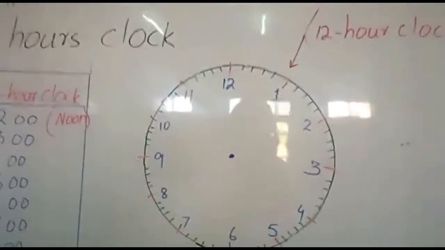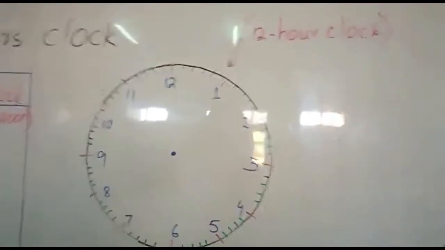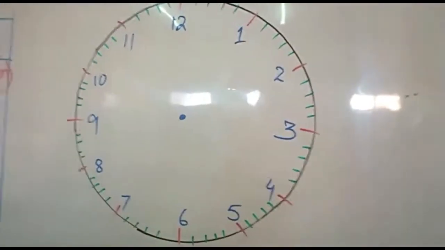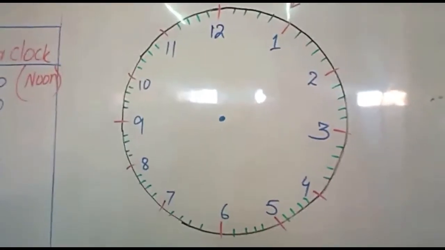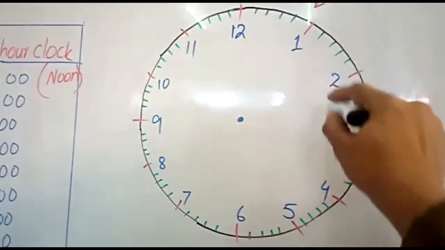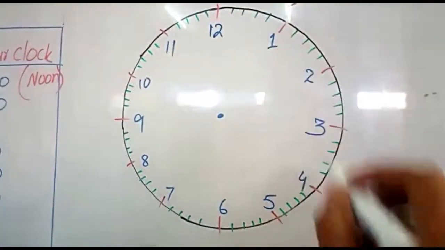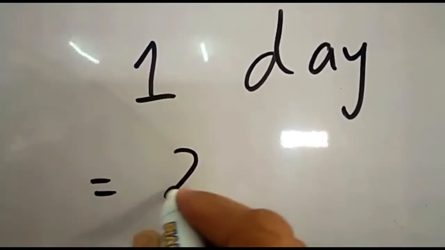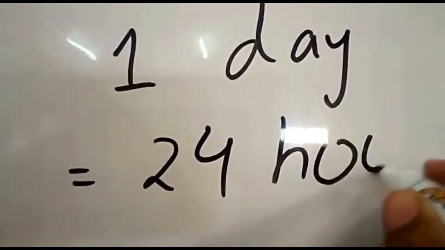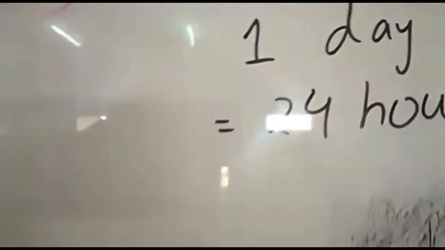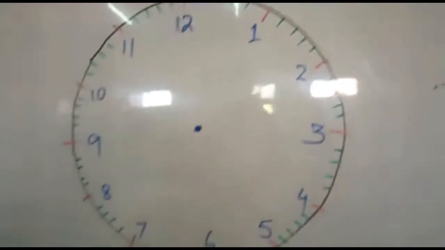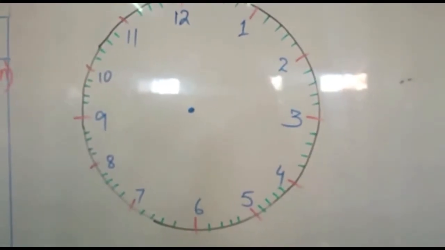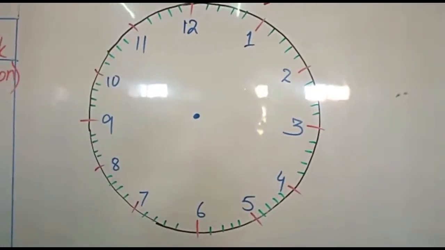First of all, we will learn how to measure time. Okay, you should know about the clock. In a clock we have 12 hours. But in one day we have 24 hours. In one day, how many hours do we have? We have 24 hours.